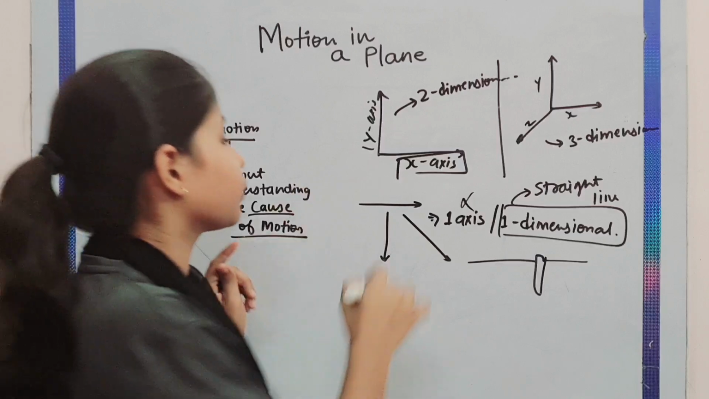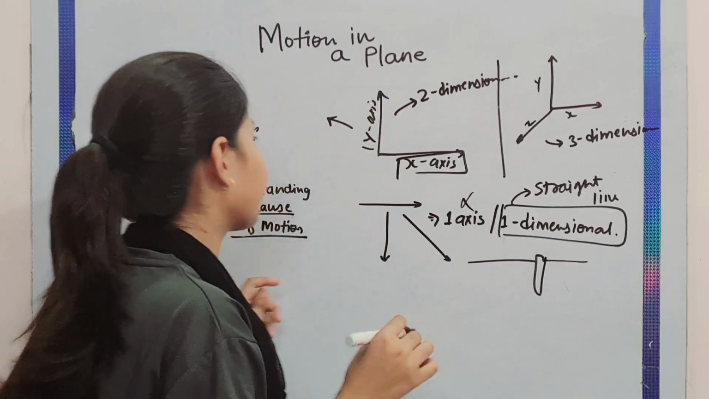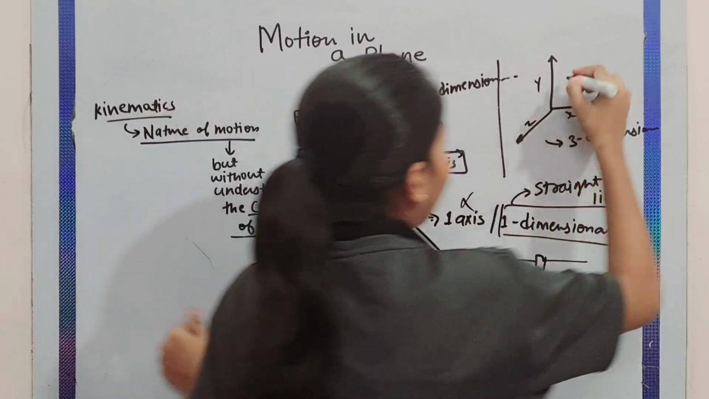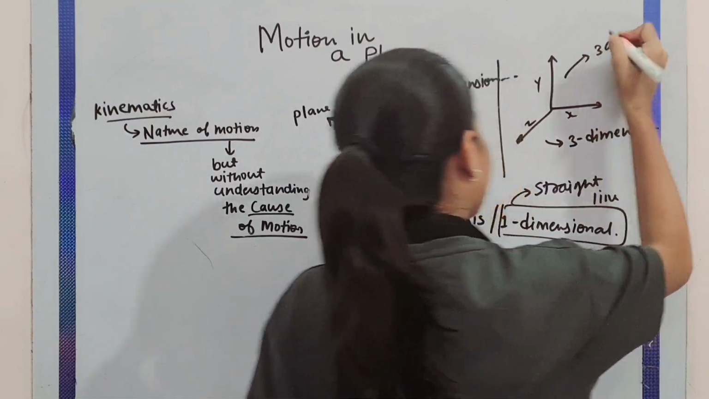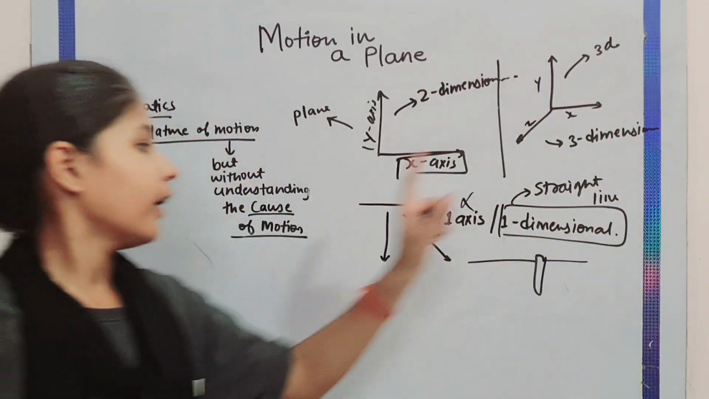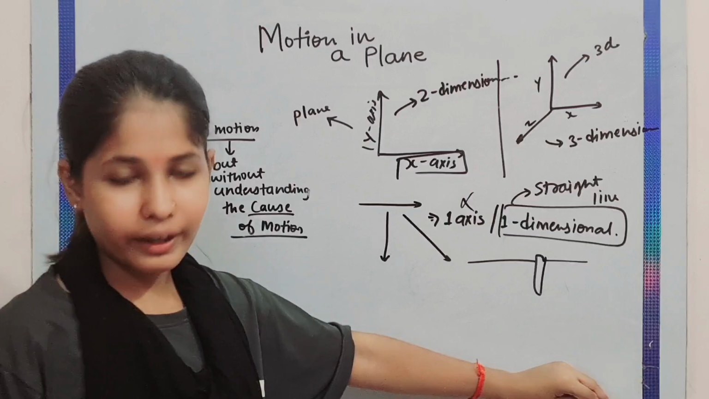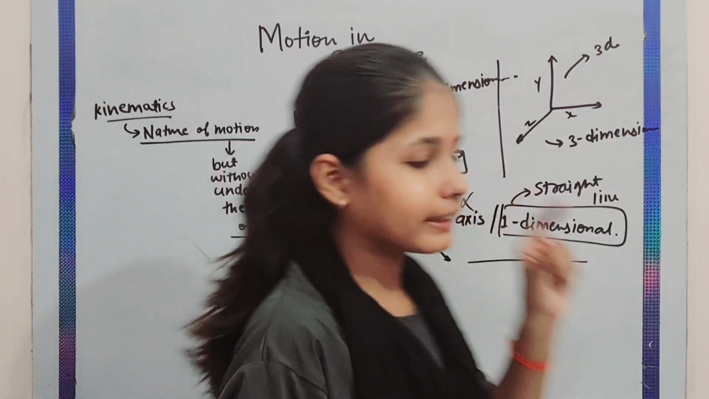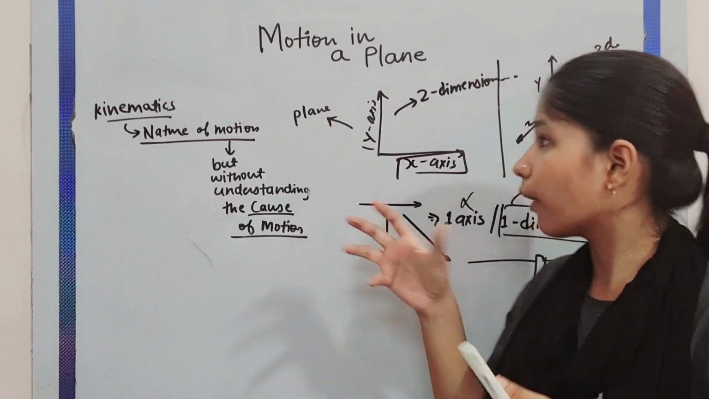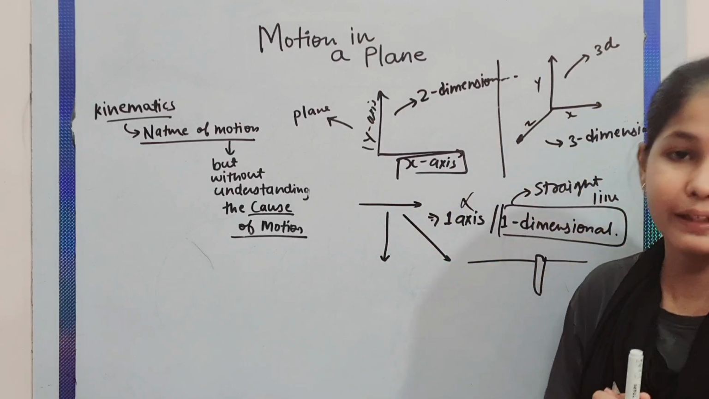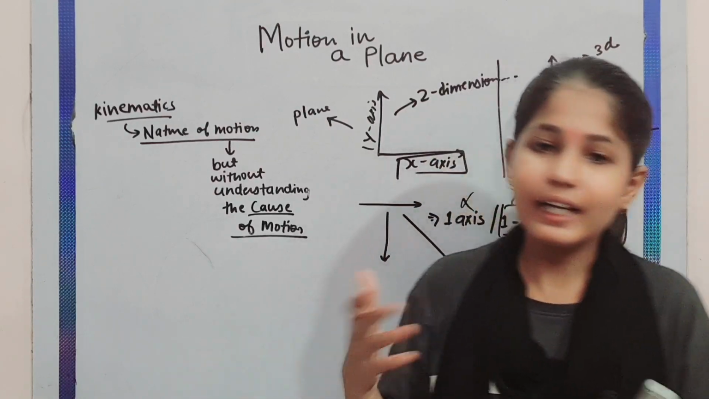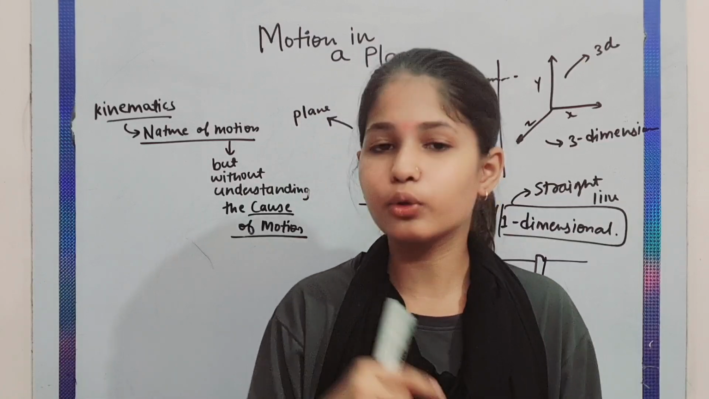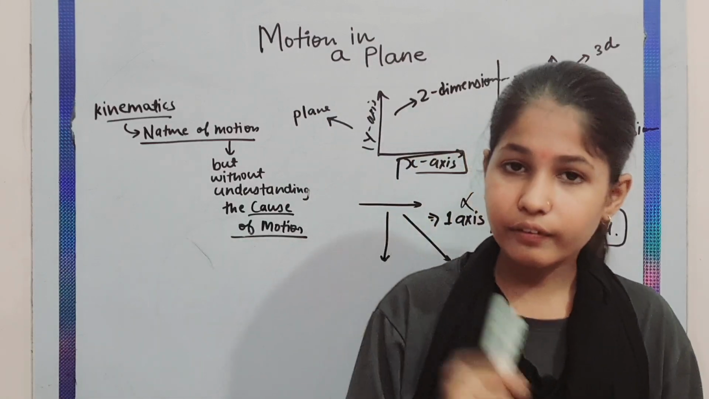Two-dimensional means you can say motion in a plane, and here you can say motion in three dimensions. Okay. You have to give an example of one-dimensional now, and let me know. Simply, what is an example of motion in a plane that you can see in your daily life? I am going to give you a real life incident.